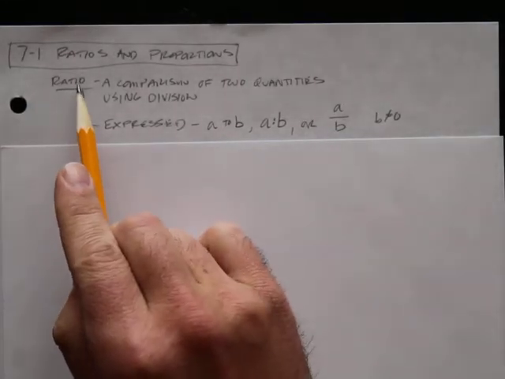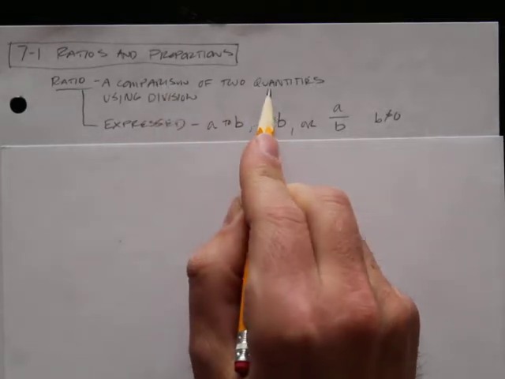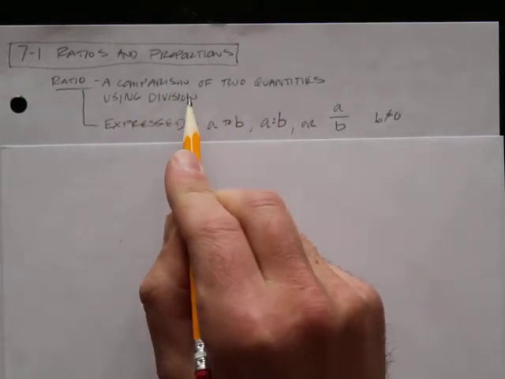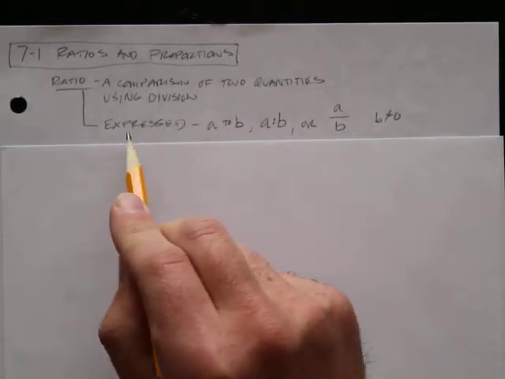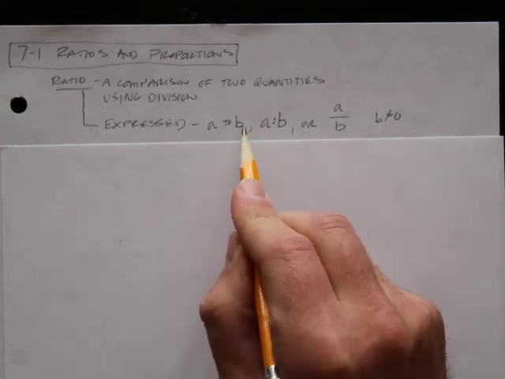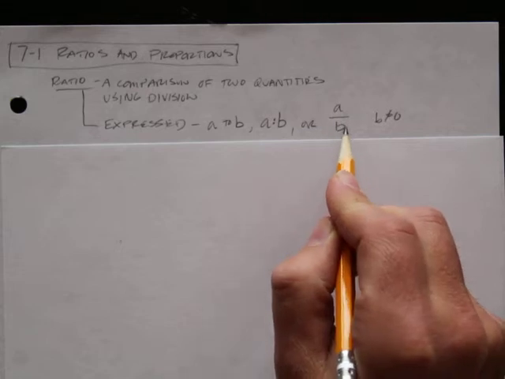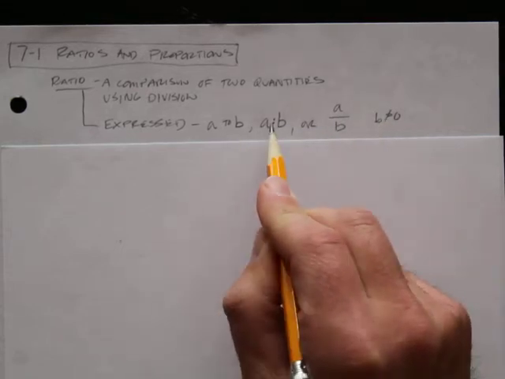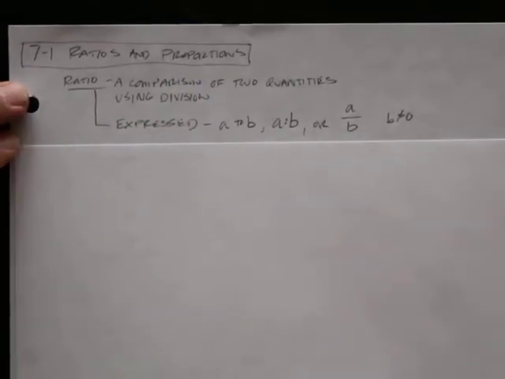So a ratio is a comparison of two quantities using division. So we're going to see what that looks like in a minute. A comparison of two quantities using division. And it's expressed in these different ways: A to B, or A over B. B cannot be 0. So these are the different ways we express ratios.